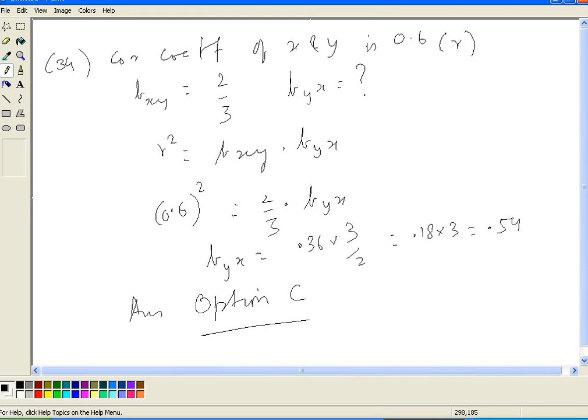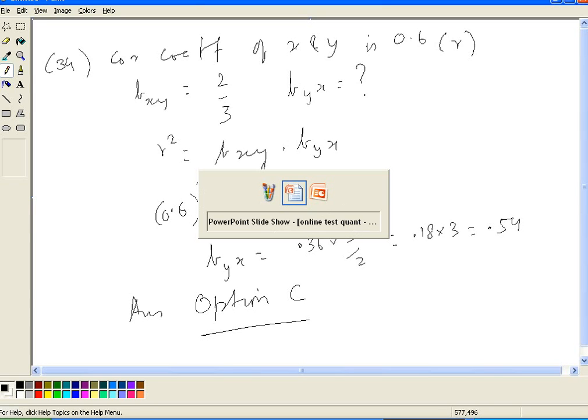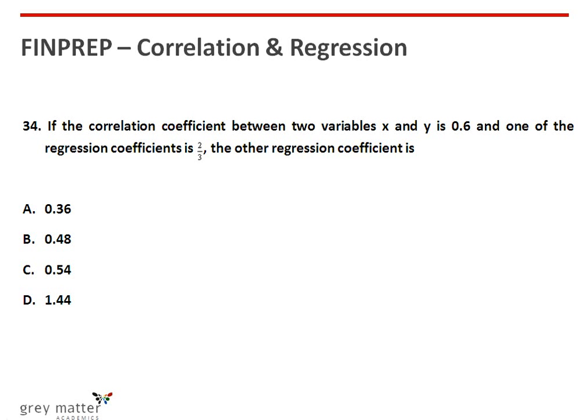We know the relation r squared is equal to bxy into byx. So substituting the respective values, we find that byx works out to 0.54. So the answer is option C. Going back to our PowerPoint presentation, it is option C, which says 0.54.